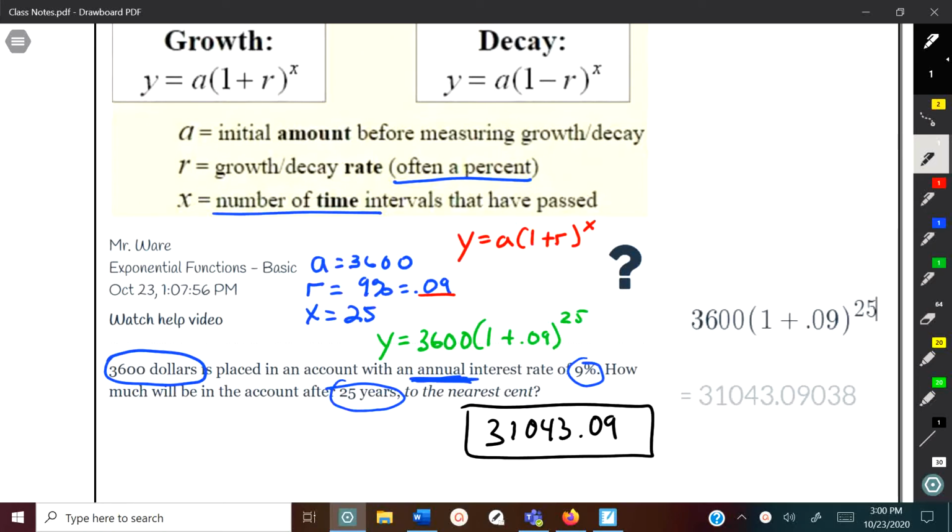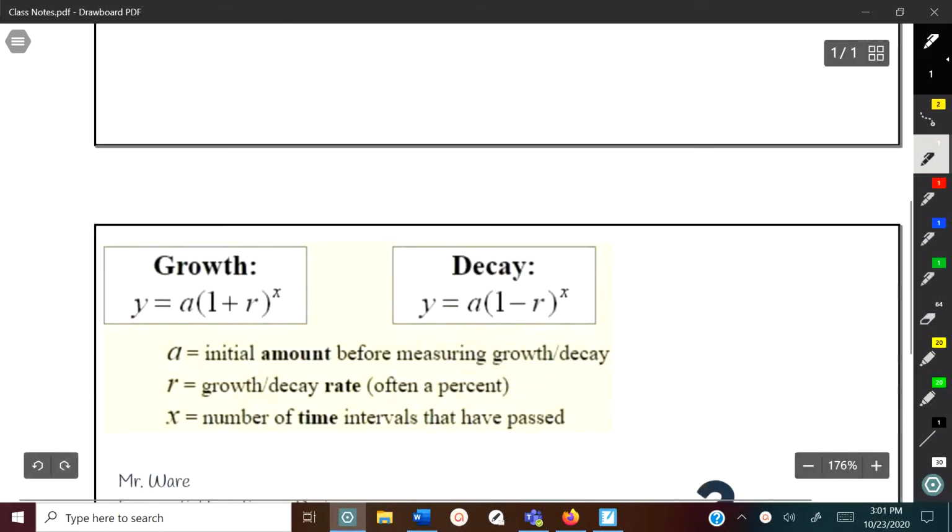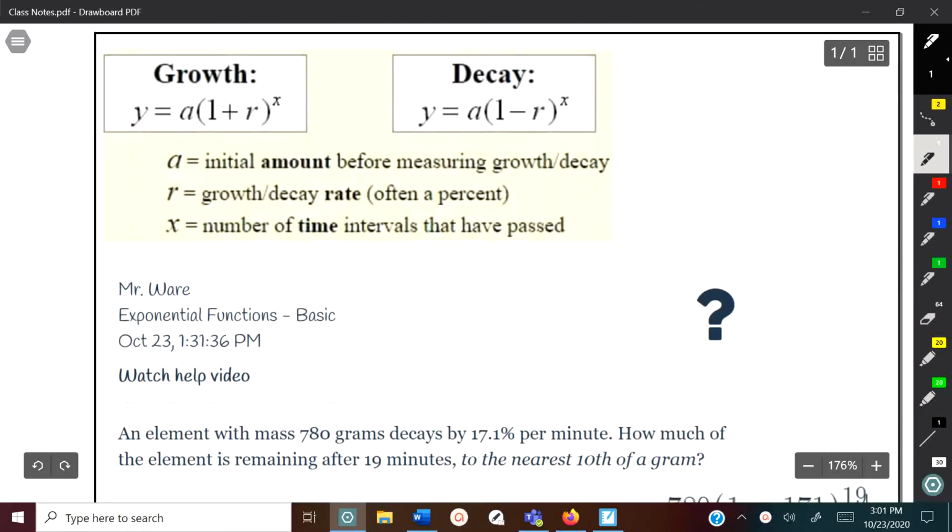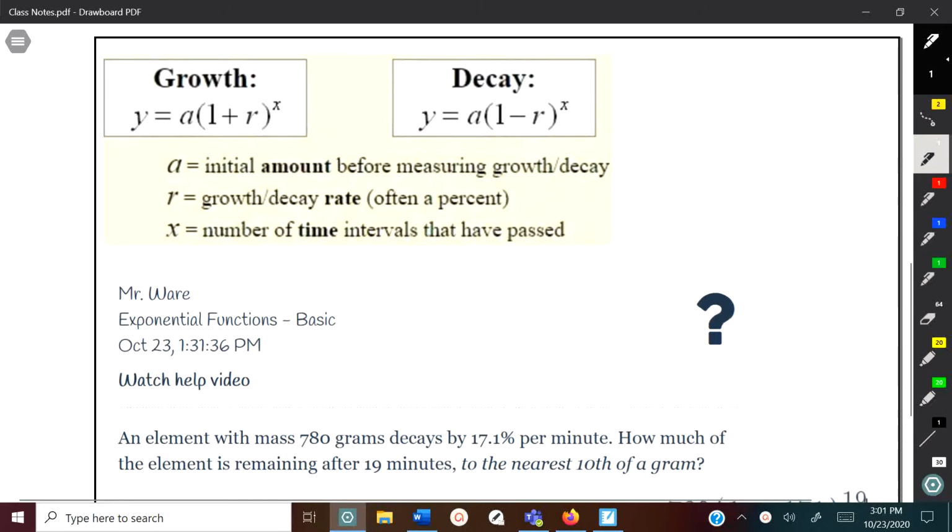Don't forget to pay attention to how you round it. It might be a whole number, it might be to the 10th, it might be to the cent, but you have to round it correctly. And that's growth. Alright, now let's take a look at decay. If you want to pause the video and try to do decay, you can right here and right now. Alright, let's take a look at decay.